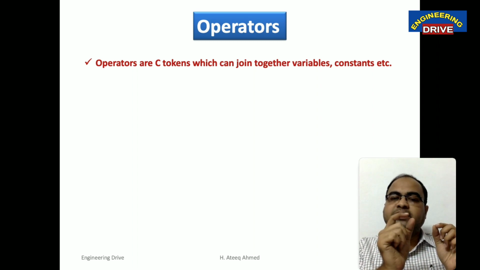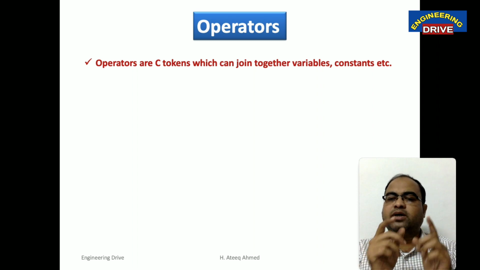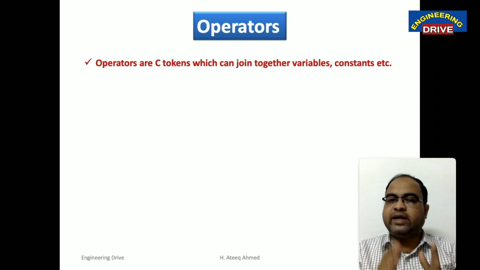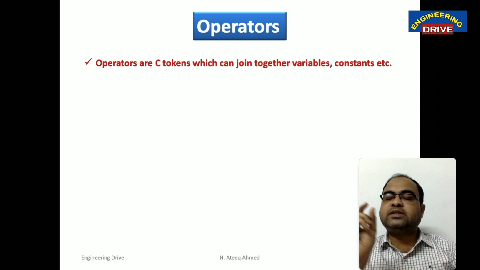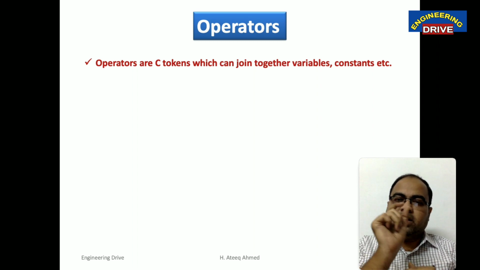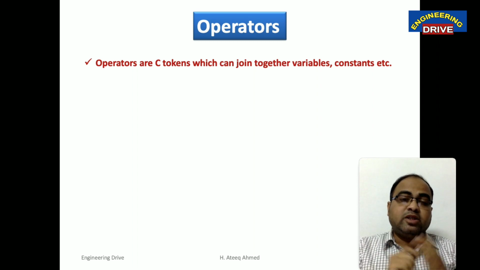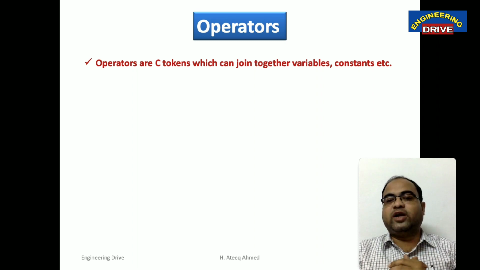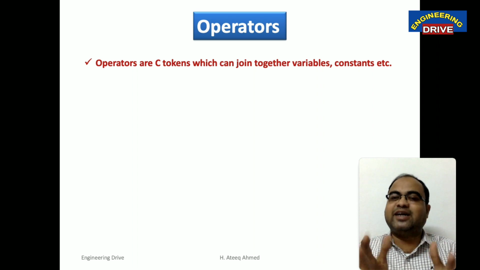So A is a variable, B is a variable. Now if I want to add these two numbers or two variables A and B, what is the formula to add A and B? A plus B. So A and B are variables here. Now what is the operator in this example? Yes, the operator is plus. Very good. So whatever you have thought, it is 100% correct.